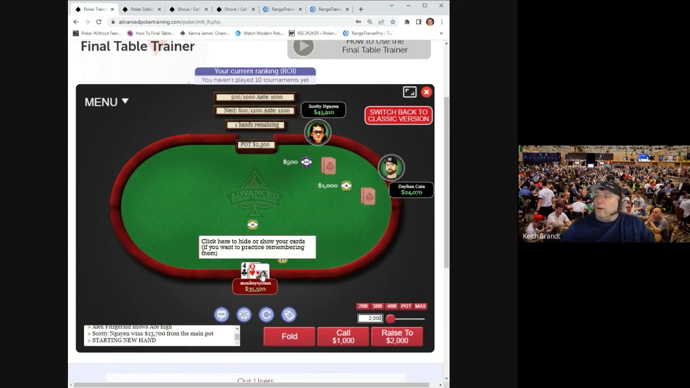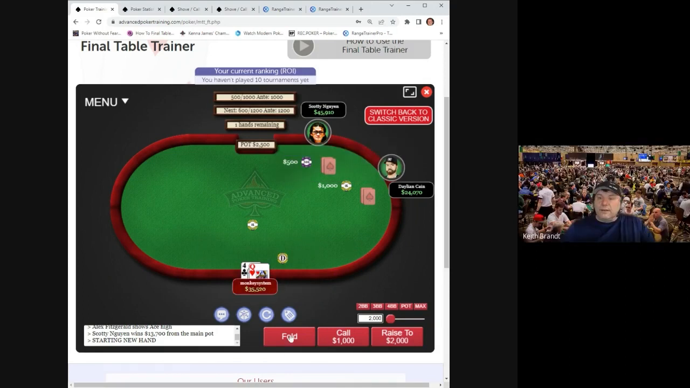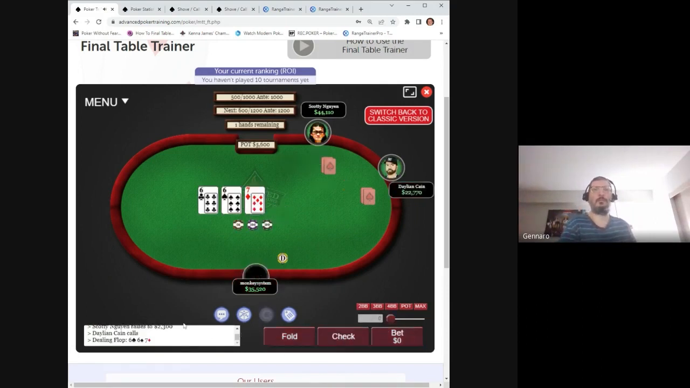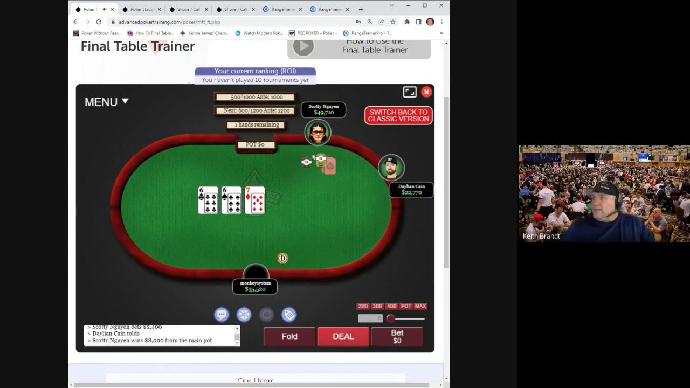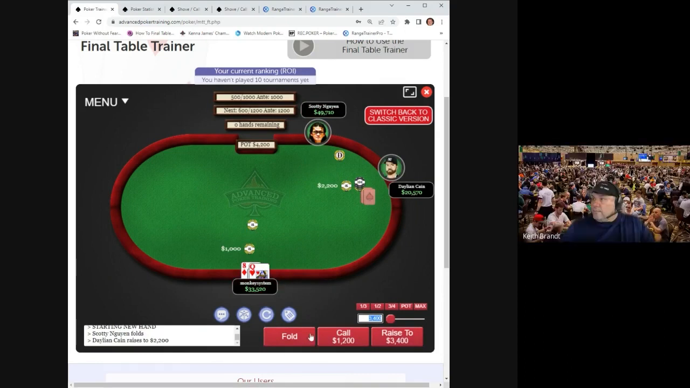This is queen 4, queen high, basically. Still a fold for me. What do you guys think? Yeah, I'd fold it. 4 is not good enough. So he's just going to be the bully. I call this.